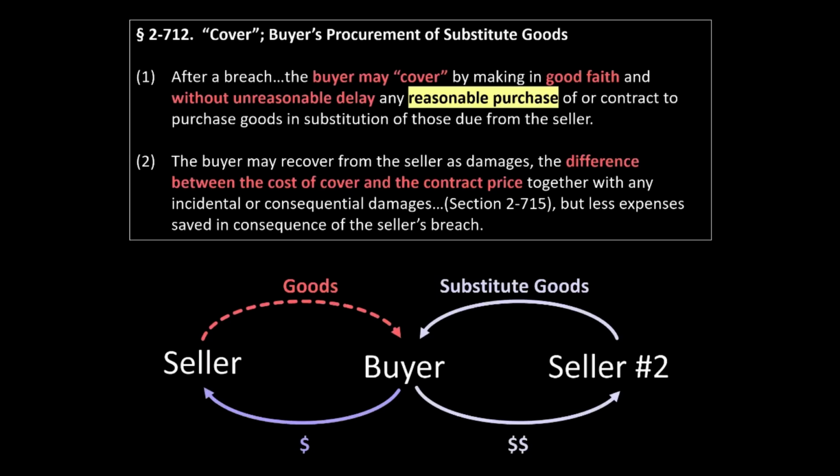After all, the buyer did not choose to be in this position of having to cover and find substitute goods. The buyer is only in this position because the seller breached its contractual obligation to the buyer. Even so, the buyer cannot use the cover remedy to get significantly better goods as a substitute and then require the breaching seller to pay for those significantly better goods.